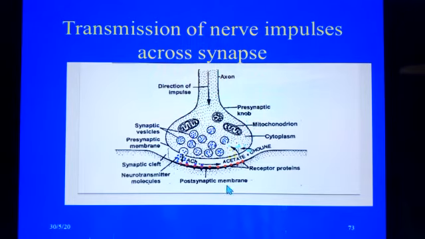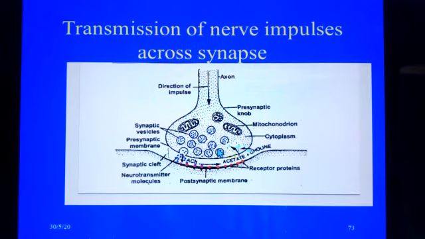Then, opposite to the other end, we have the postsynaptic membrane. In the postsynaptic membrane, there are receptors, in this case, proteins. Then, of course, another important element here is the neurotransmitter.